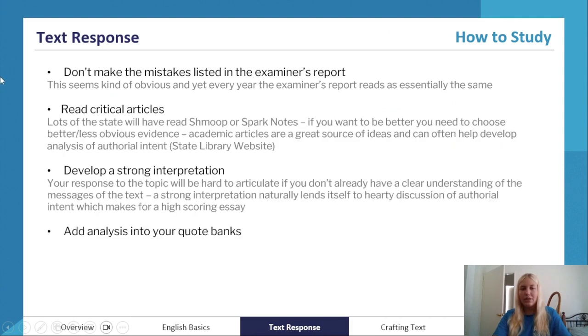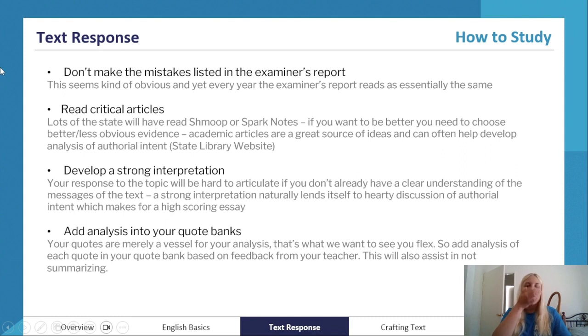So how do you study for text response? Don't make mistakes listed in the examiner's report. It's early on in the year, but you guys are year 12s and you have done these essay types in units 1 and 2. Feel free to jump on, read examples from high scoring students, read feedback that VCAA gives to get an idea, even this early on in the year, of how to write and how to not write, and identify areas of improvement before you've even started writing. That is a really effective use of your time.